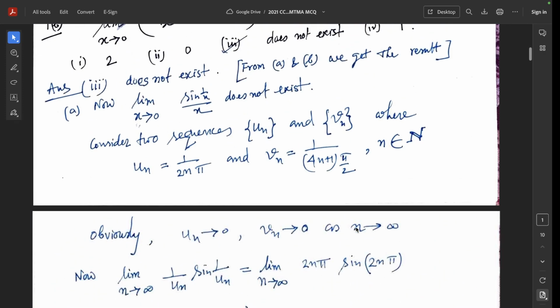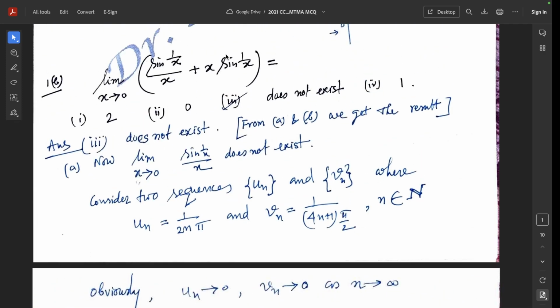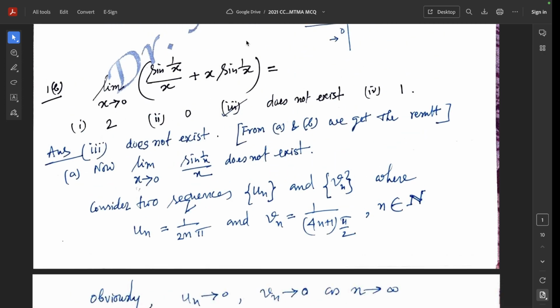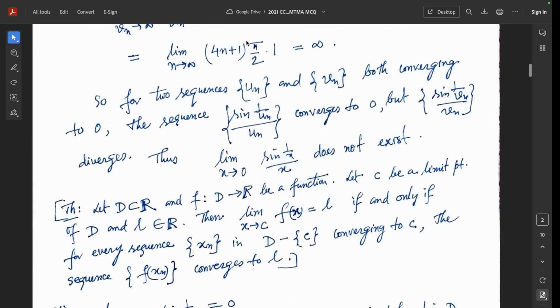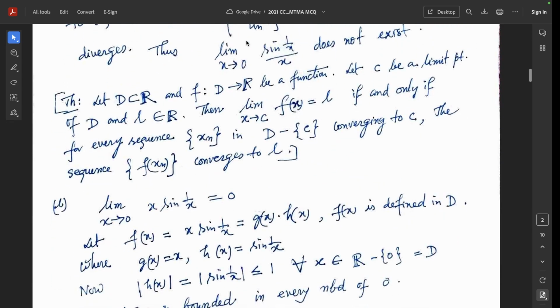So obviously the first part does not exist, and the second part may or may not exist. Since the first part does not exist, it is not necessary to check the second part. But we check here that limit x tends to 0 of x sine 1 by x equals 0.